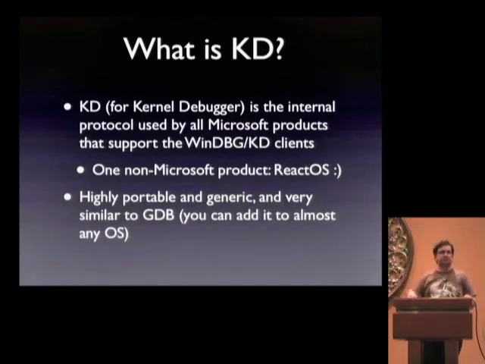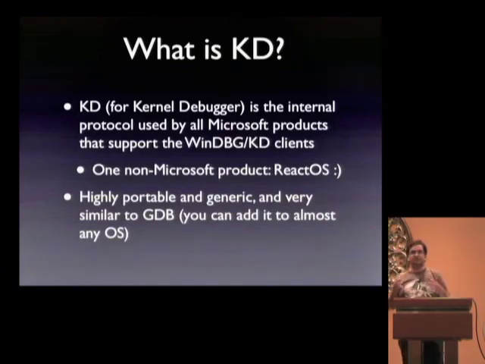This is very similar to GDB. In the Linux world, you have a GDB stub, you add it to your OS, and now you can debug that with GDB. In the Microsoft world, you have a KD stub, you add that to whatever OS you're working on, and now you can connect to it. There is actually one non-Microsoft product that uses KD, ReactOS. A year ago, they added a KD stub to that, and now you can use WinDbg to debug ReactOS. They actually tried getting a dump with WinDbg from ReactOS and sending it to Microsoft just to see how they'd react. So it's also highly portable, so they can add it to a lot of products.